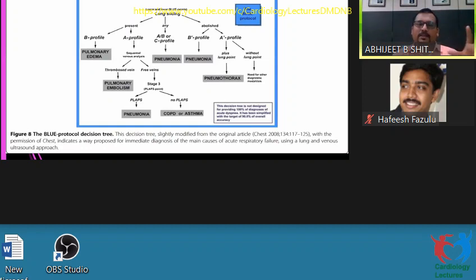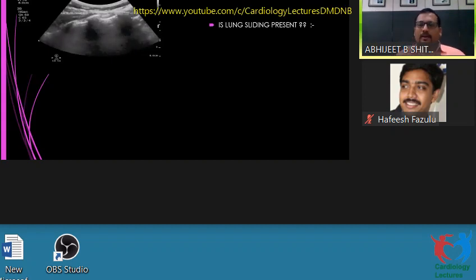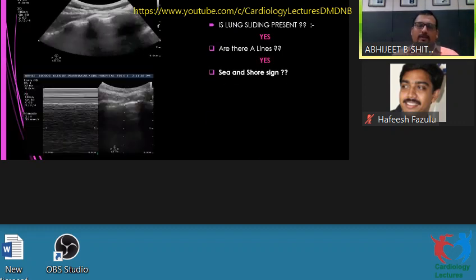Keep this in mind for the BLUE protocol decision-making tree, and we will go ahead. So here, is there lung sliding present? Yes. Are there A lines? Yes, there are A lines which are equidistantly placed. Now go to the M mode. Is there a seashore sign? Yes, there is a sea and there is a shore. What is the diagnosis? This is a normal lung.